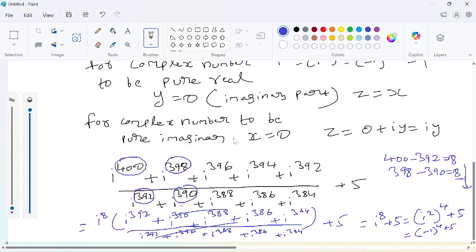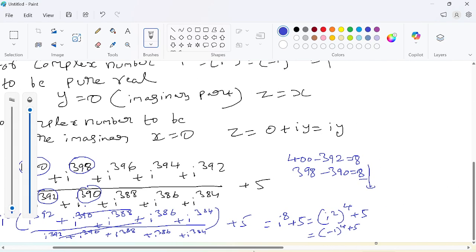But what is minus 1 to the power 4? Anything to the even power is 1, right? So it will be now 1 plus 5. It will be 6. That's all. Now we have done it in 2 steps.